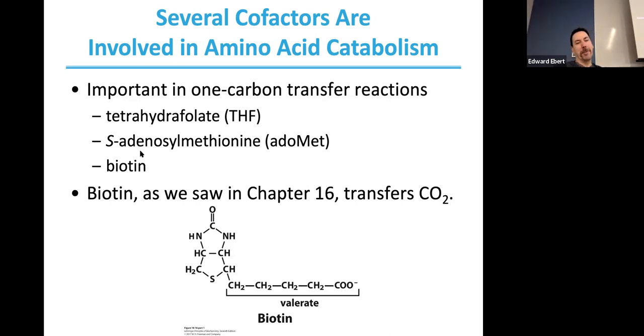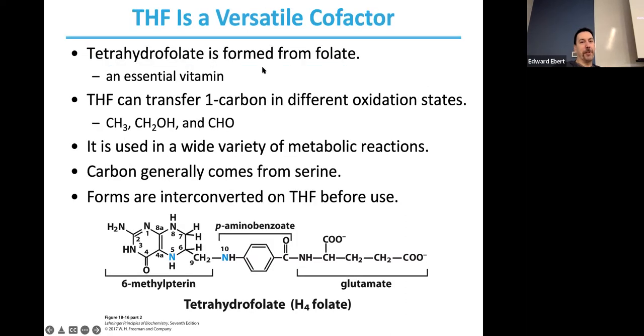But tetrahydrofolate is one of our critical components in here. Tetrahydrofolate is very versatile. It's an essential vitamin; like I said, if you go to an OBGYN, that's going to be one of the first things they do. They give you this free bottle of vitamins so that we can try and promote fetal health and growth. The neat thing about tetrahydrofolate is it can transfer one carbon in a variety of different oxidation states. So we can have a methyl group, a hydroxyl attached, or a carbonyl. And tetrahydrofolate is utilized in a wide range of reactions.